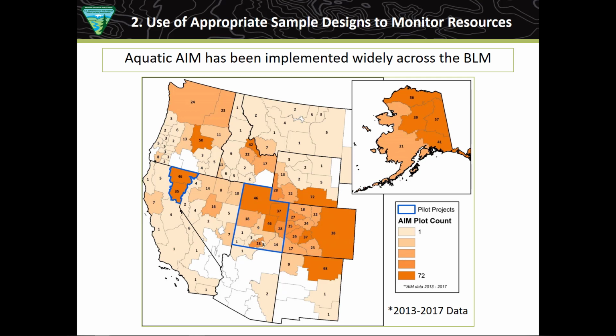Aquatic AIM methods have been implemented widely across the BLM. Pilot projects for Aquatic AIM started in 2011 and 2012 in Utah and Northern California. This was followed in 2013 by the Western Rivers and Stream Assessment, which sought to determine the baseline condition of BLM streams throughout the West. In 2016, states, districts, and field offices started collecting more AIM data for local scale uses. Additionally, the Western Rivers and Stream Assessment will be repeated starting in 2019 to assess trends at a national scale.